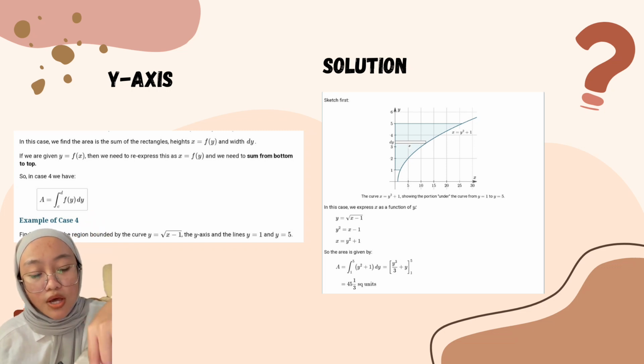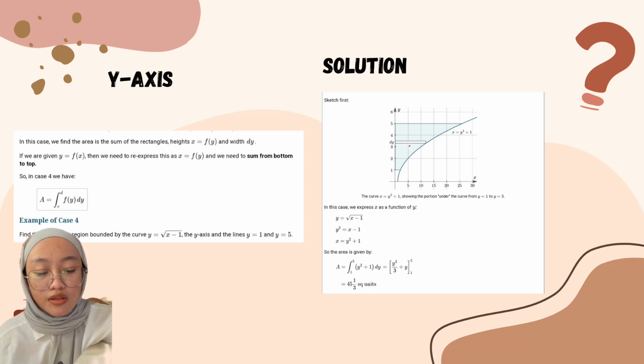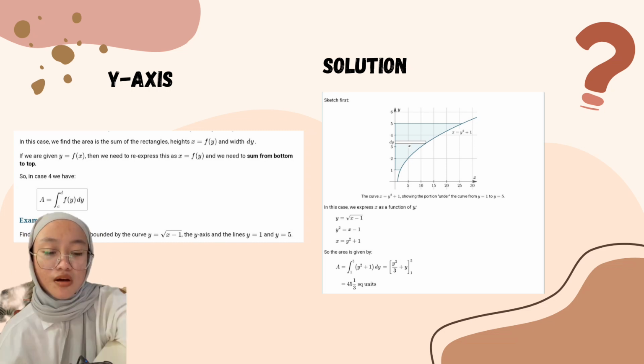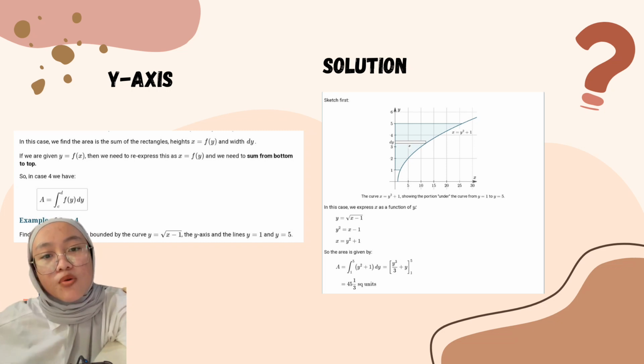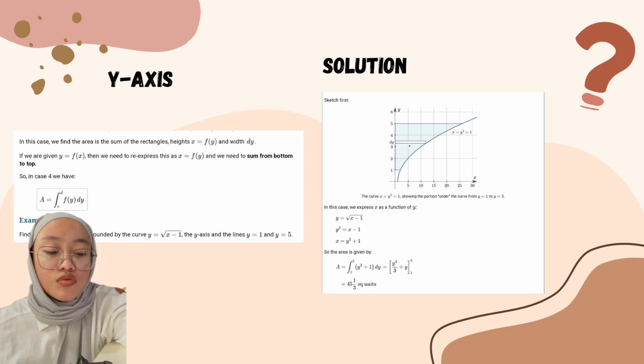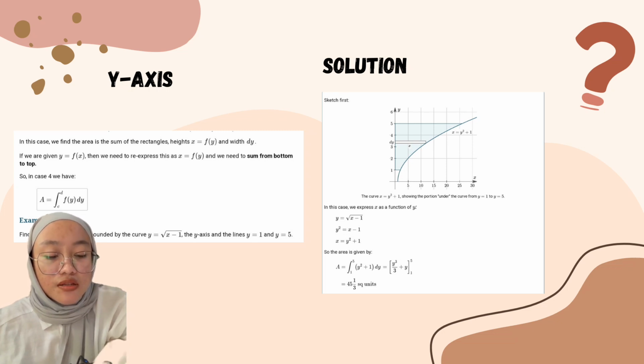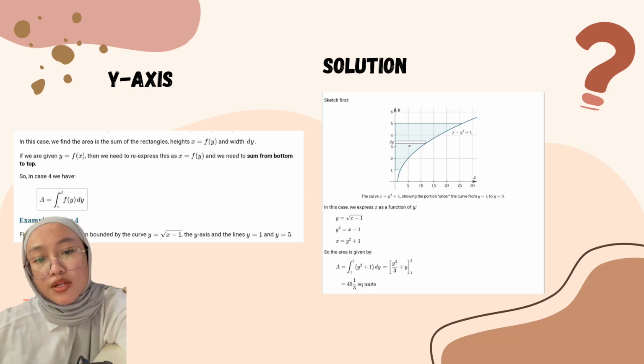Lepas tu kurungan tu masukkan je y tu, yang tadi tu, y kuasa 2 tambah 1 dx. Ikut je formula. Lepas tu bukan dx, dia dy. Ujung sekali dia tu dy sebab kita tengah buat yang y-axis. Lepas tu integrate, lepas tu simplify macam biasa, dapatkan jawapan dia last kali, dapatlah 45 1/3 unit.